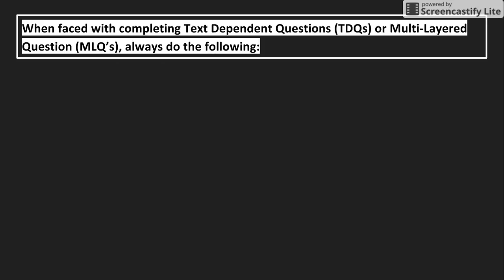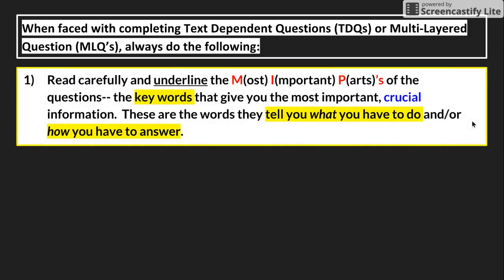It says up here, when faced with completing text-dependent questions and multi-layered questions, you should always do the following. So the first thing you have to do is read carefully. You need to slow down and make sure that you really read the question fully. You might want to read it one time through and then go back and read it again. During that second reading, you should underline the MIPs, so the most important parts of the question. The key words are the MIPs. So these are the words that give you the most important or crucial information. They're the words that tell you what you have to do and/or how you have to answer a specific question. And we'll take a look at that down here.